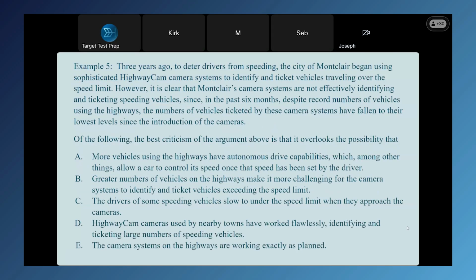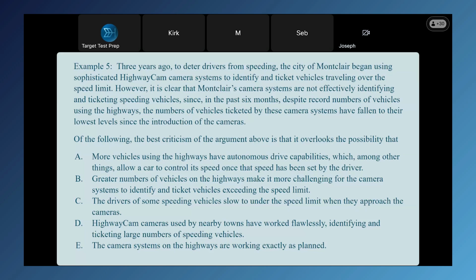Let's go through our choices. A, more vehicles using the highways have autonomous drive capabilities, which, among other things, allow a car to control its speed once that speed has been set by the driver. So this is related, but it doesn't really say anything about the conclusion. Like, is the driver setting the speed as over the speed limit? Are they setting it as within the speed limit? It's just a little bit vague to be helpful for us.